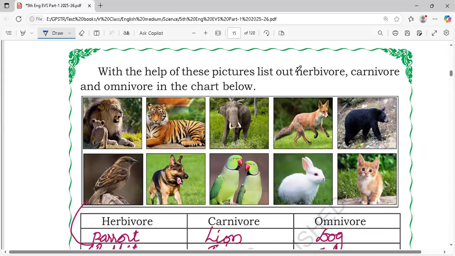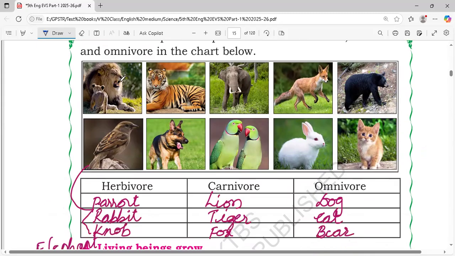With the help of these pictures, list out herbivorous, carnivorous, and omnivorous in the chart below. See, lion, tiger, elephant, fox, bear, monkey, dog, parrot, rabbit, cat. Here, herbivorous are parrot, rabbit, monkey, and elephant. Carnivorous examples are lion, tiger, fox. Dog, cat, bear are omnivorous.